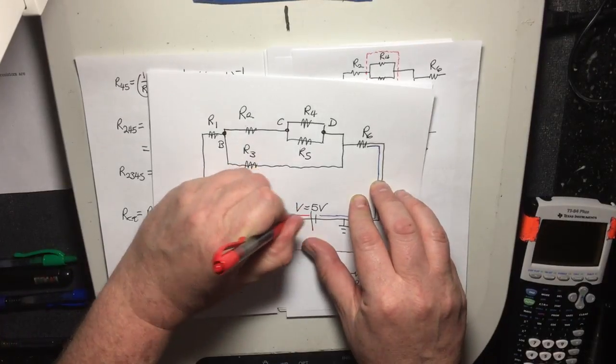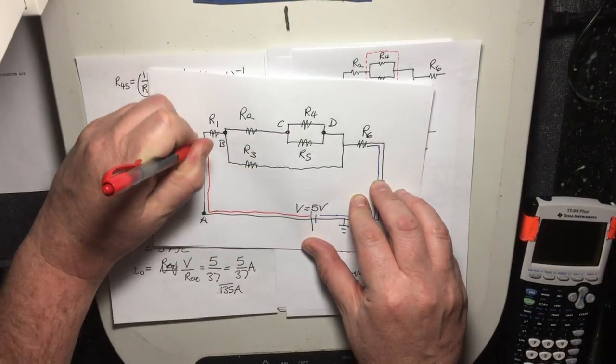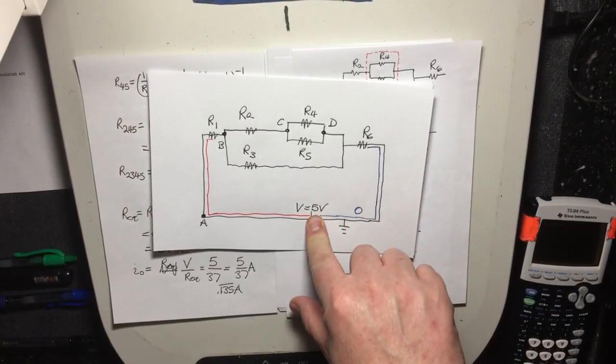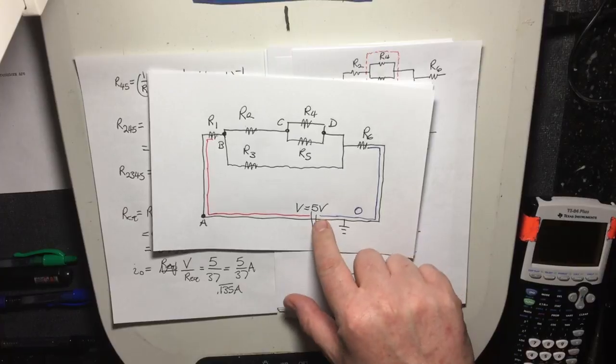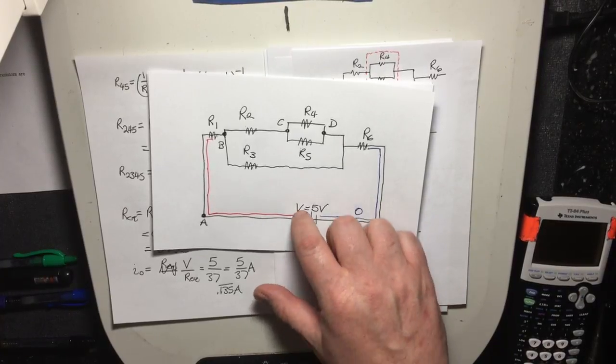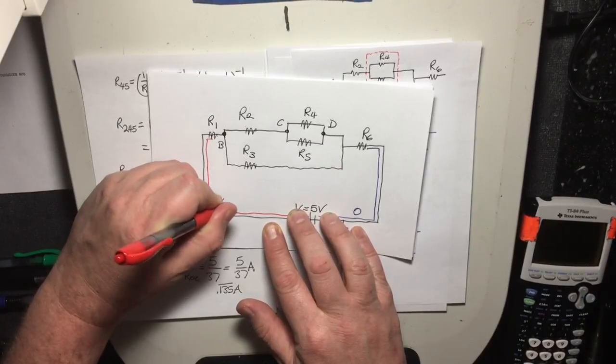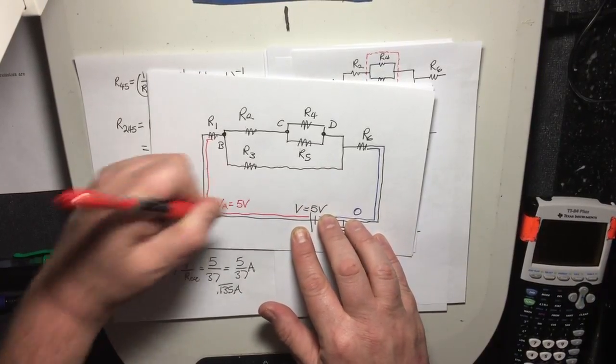Above the battery, you go from 0 across a 5-volt battery, from the small end to the big end, which means this entire end, including VA, is 5 volts.